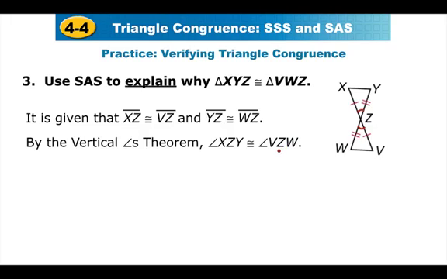So from here, we're pretty much done. So we just need to explain why these two triangles are congruent. We can say triangle XYZ is congruent to triangle VWZ by one of the shortcuts that you saw earlier, which is side angle side. Let's go to number 4.